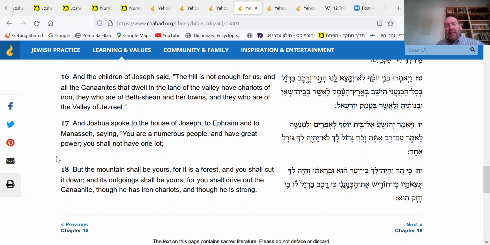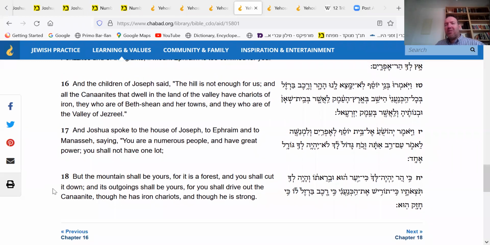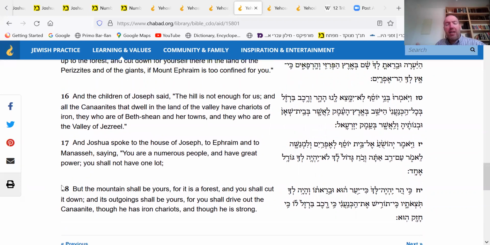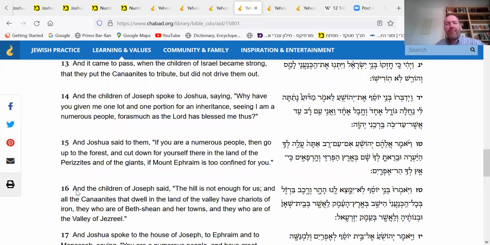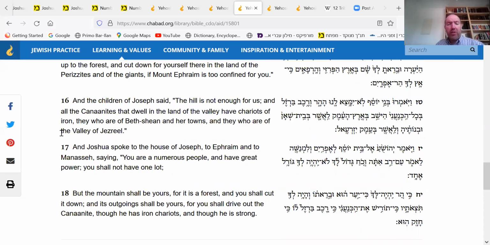For you shall drive out the Canaanite, though he has iron chariots, and though he is strong. So basically, Joshua responds to them and uses their words against them. They open by saying, we are many, we're a numerous people, and we only have one lot of land, so we need more. So Joshua says, indeed, you're a numerous people. That means you're strong. You have a lot of strength. And therefore you use that power that you have of being numerous.